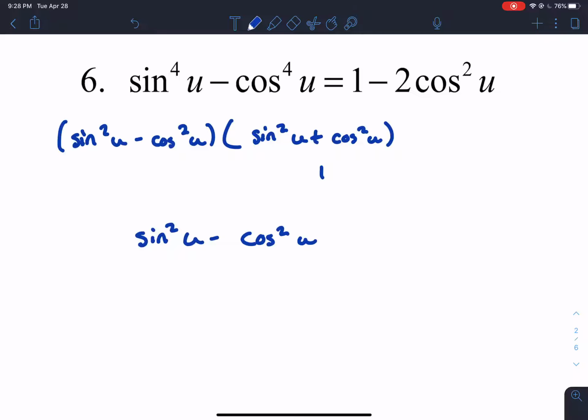Now, you need 2 cosine squared, right? So how can you possibly change sine squared? Well, if you make that 1 minus cosine squared, and you simplify, now you got 1 minus 2 cosine squared.